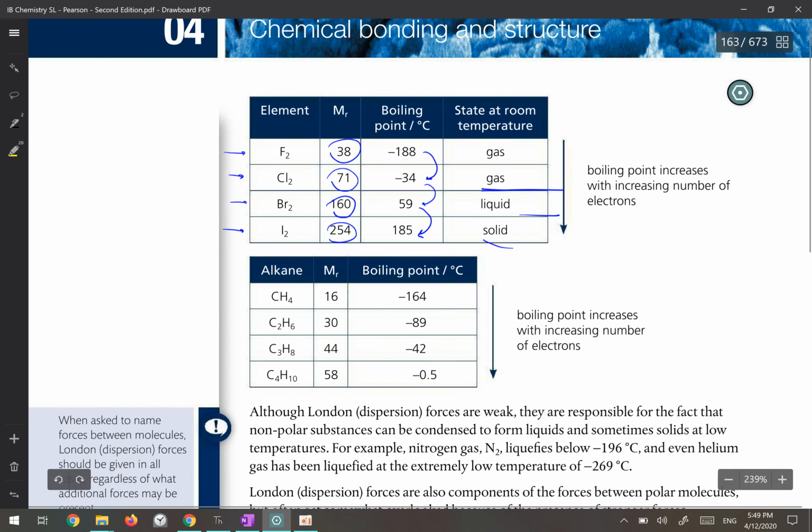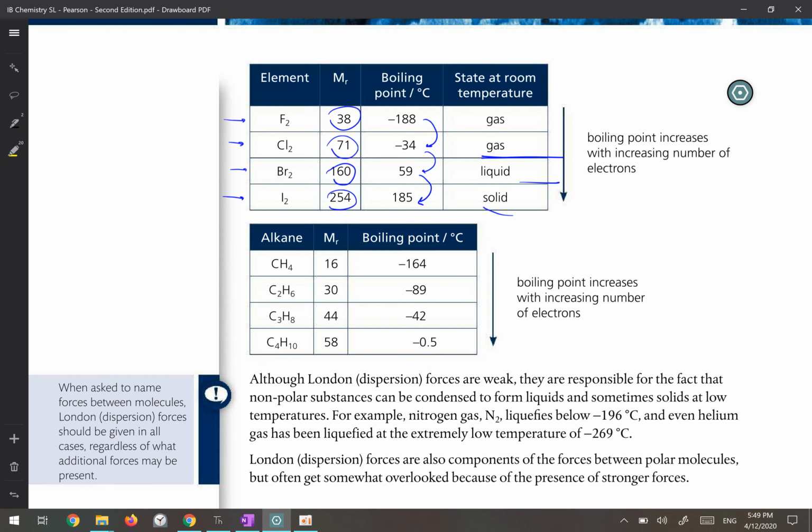Okay, and the next table shows the same thing for the alkane. Alkanes are hydrocarbons which are non-polar. By increasing the number of carbons in the alkane, the size of the molecule becomes bigger. The molecule will have more electrons. And because London dispersion force increases when the molecule is bigger and more massive, you can see the boiling point of the hydrocarbon also increases by increasing the size of the molecule.